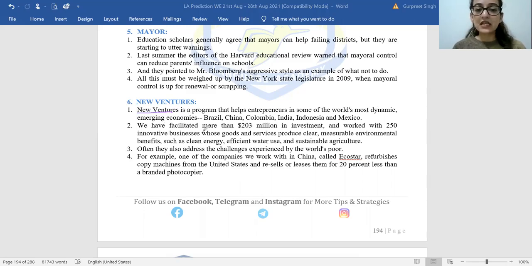We have facilitated more than $203 million in investment and worked with 250 innovative businesses whose goods and services produce clear, measurable environmental benefits such as this, this, and this. So in this sentence, first one, they said that there is some kind of program. This has to come first because it's a definition.